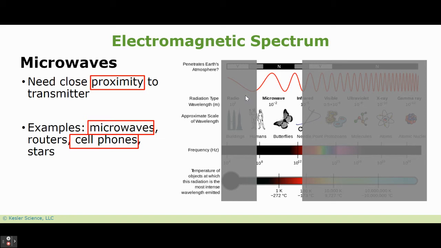And then next is microwaves. So as we're going down, we are reducing the wavelength. The wavelength is getting shorter as we move from left to right. Microwaves need close proximity to the transmitter in order to transmit the wave. Some examples are microwaves, like microwaves in your house to heat up food. Routers, so internet routers, cell phones, stars, those are all examples of microwaves.